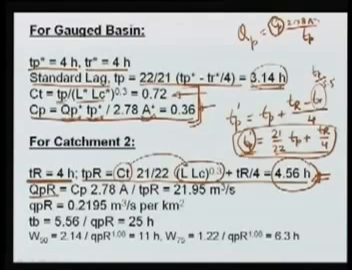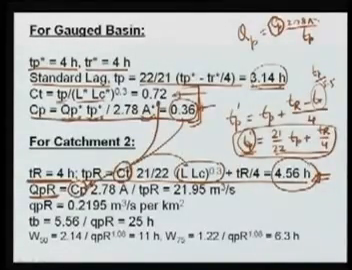The peak discharge is obtained using CP, which we have already seen from the previous basin as 0.36, and CT, which we have already seen as 0.72. Using these values of CP and CT, we get the peak discharge as 21.95 cubic meters per second, with area of the catchment 100 and TPR of 4.56. The peak discharge per unit area can be written as 21.95 divided by 100 cubic meters per second per square kilometer.